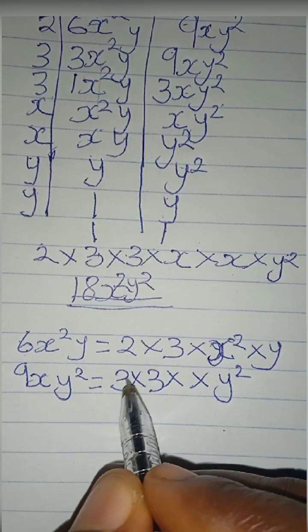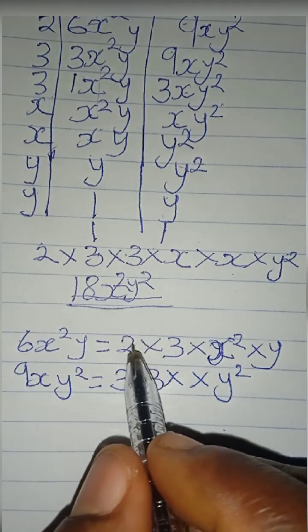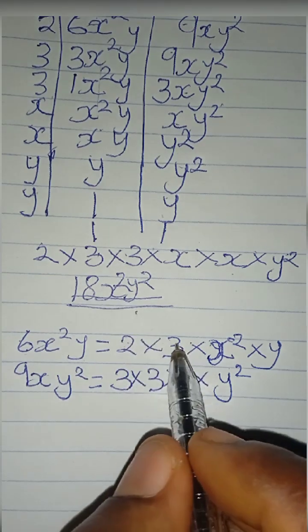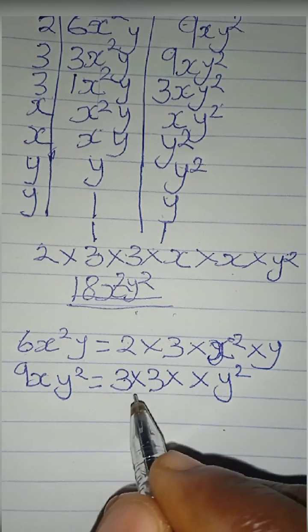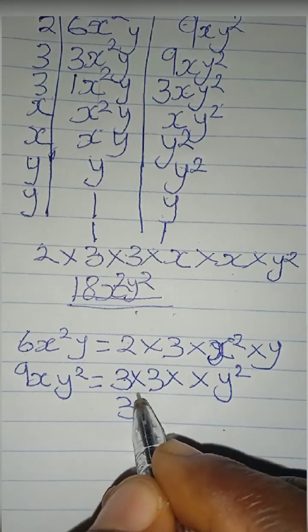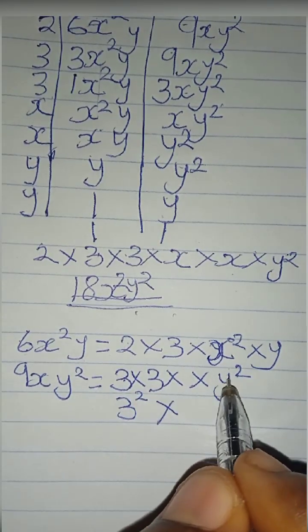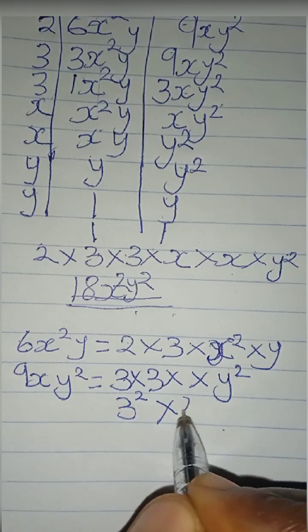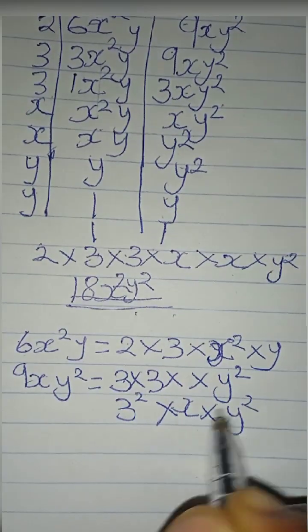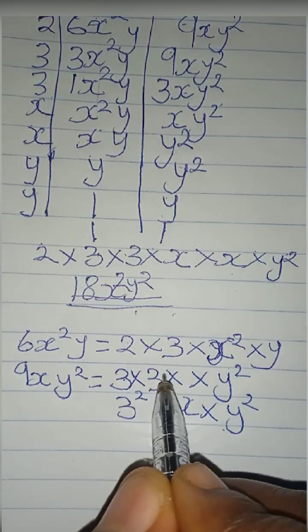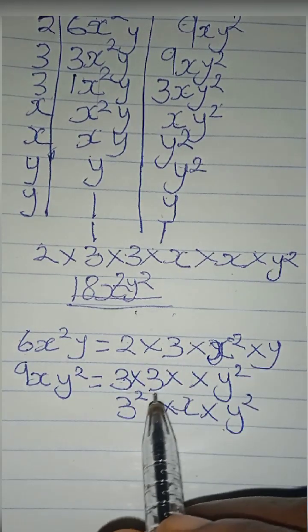Now, any factor that is repeated, you are going to leave in its power. This is 2, only one 2, that is 2 to the power 1. 3 to the power 1. For this one here, you have 3 in two places, so we're going to write it this way: 3 squared times x times y squared. So I have rearranged it, showing their powers. You have to show their powers.